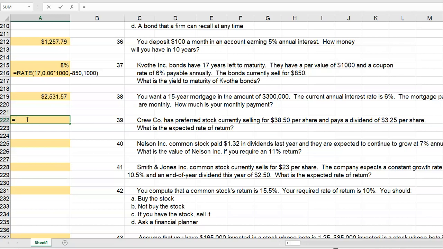So it's the dividend, 3.25 divided by the price, 38.50. Done. Expected rate of return 8%. Again, if you're getting like 30 or 40 or something like that, you know you're just off in terms of. Let me copy this one down too.